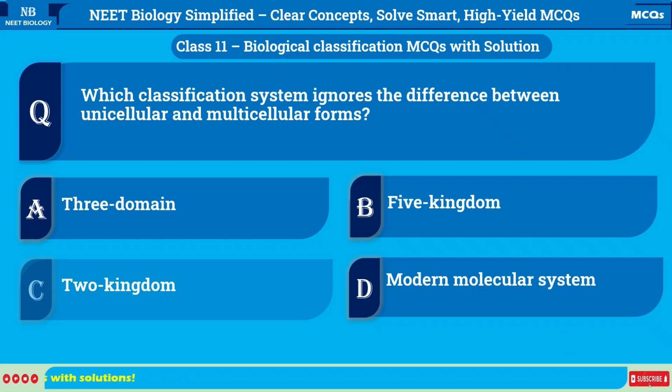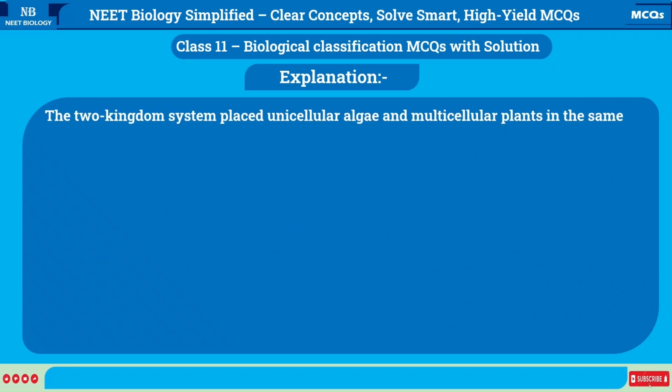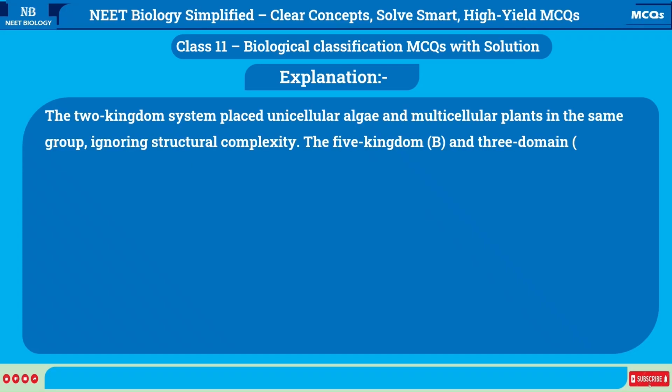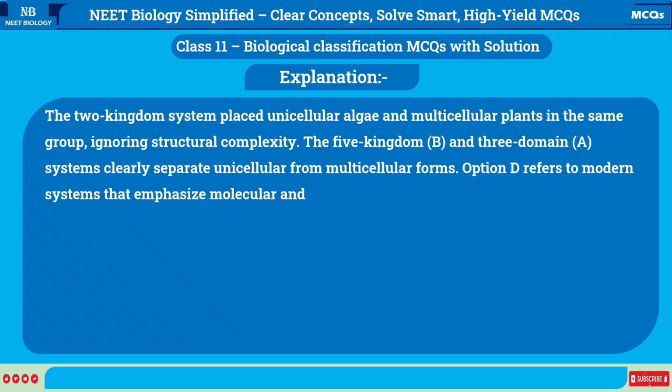Correct answer is C, 2-kingdom. Explanation: the 2-kingdom system placed unicellular algae and multicellular plants in the same group, ignoring structural complexity. The 5-kingdom, B, and 3-domain, A, systems clearly separate unicellular from multicellular forms. Option D refers to modern systems that emphasize molecular and structural distinctions.